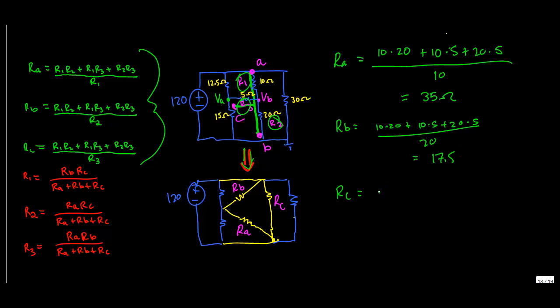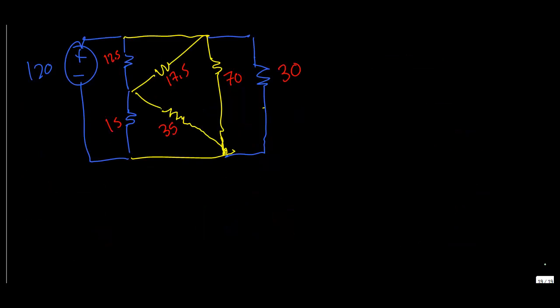And then the last one, exactly the same: 10 times 20 plus 10 times 5 plus 20 times 5 over, since we're doing RC, we need to do over R3, which we found to be 5 ohms. And this will come out to a total RC of 70 ohms. Make sure to remember units. Alright, so if we go down, yep, that's exactly what we got here, we can now simplify the circuit.